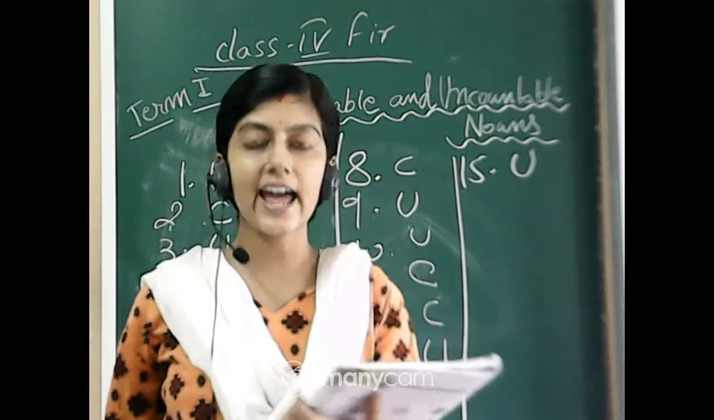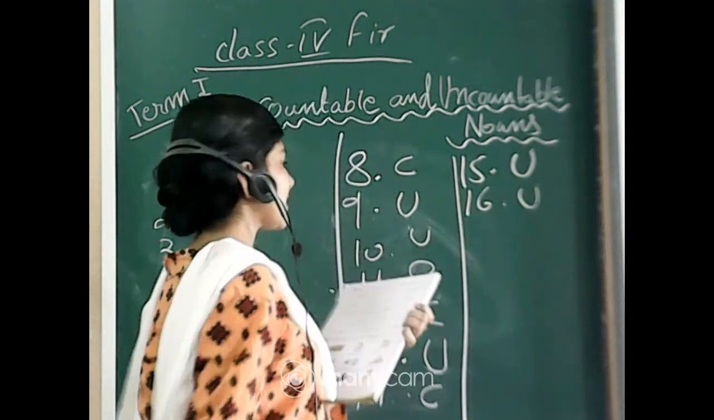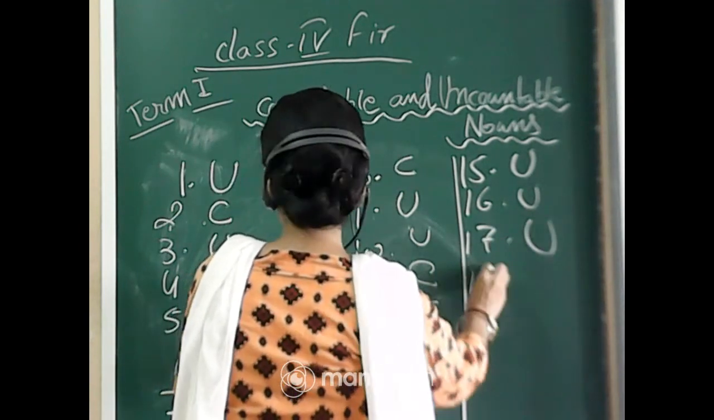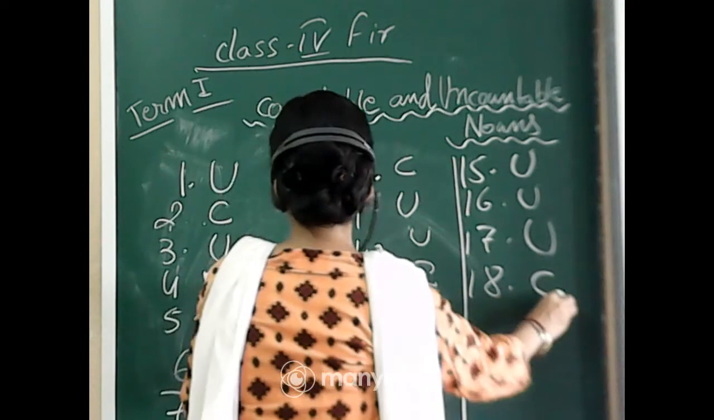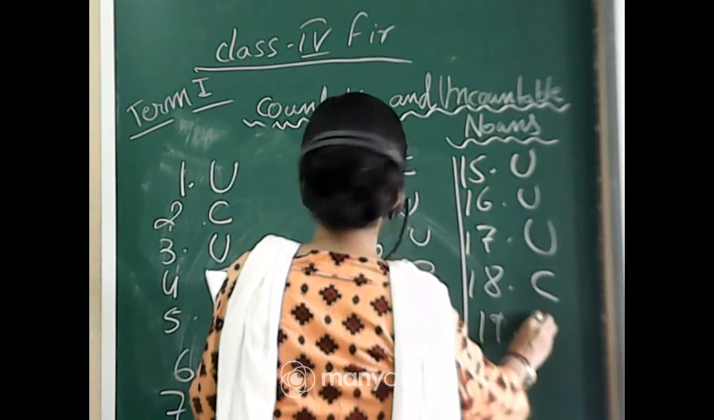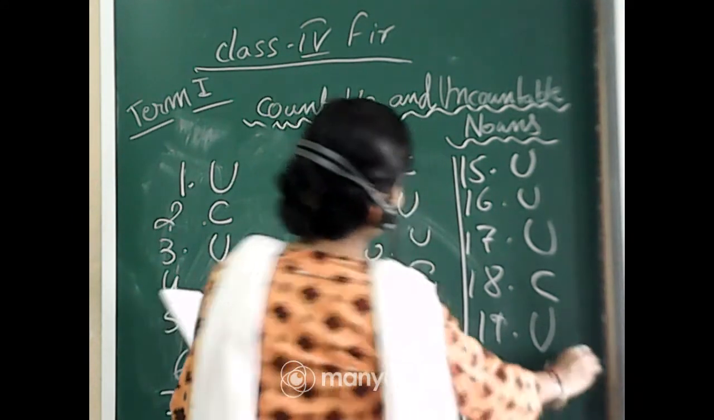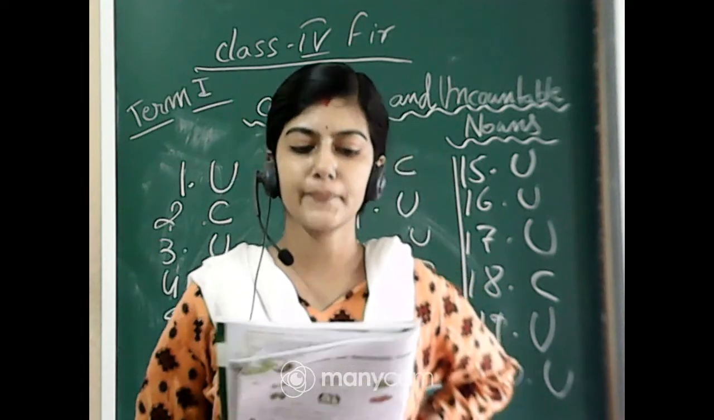Number 16, sand. Number 17, grass, uncountable. Number 18, chair, countable. Number 19, butter. Number 20, honey, once again uncountable. So we have completed exercise C.